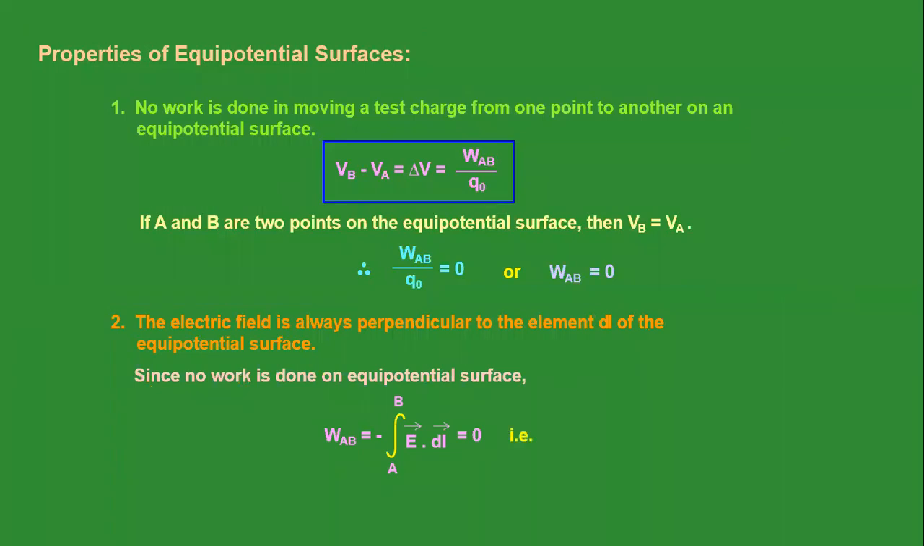Since no work is done on an equipotential surface, the work done is 0. So we can write E dl cos theta is 0 by this formula.